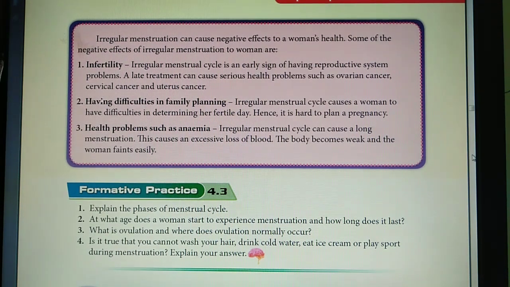So before we stop, as usual, I hope that you can do the note for this subtopic 4.3, and after that you have to answer this exercise, formative practice 4.3. Please answer all the 4 questions. For every question you must write the question, and below that question put your answer. So that's all for this lesson. After this we will go into the next subtopic, fertilization and pregnancy. Thank you.